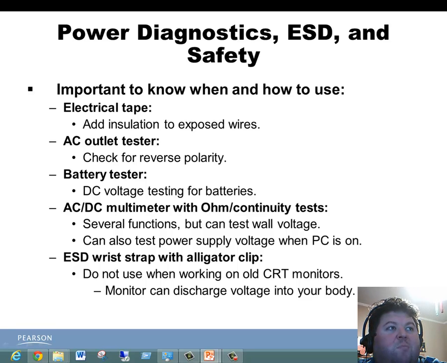So, important things about electronics, make sure that you keep some things around and know when and where to use them. Keep electrical tape around. A little roll of black tape is cheap. It's a great thing to put in your toolkit. You might want to keep an AC outlet tester around. I keep a battery tester nearby. That's always nice to have. If you're going to do some more intensive repair, you might want to get an ohm meter, an AC/DC meter. And then again, an ESD wrist strap with an alligator clip.